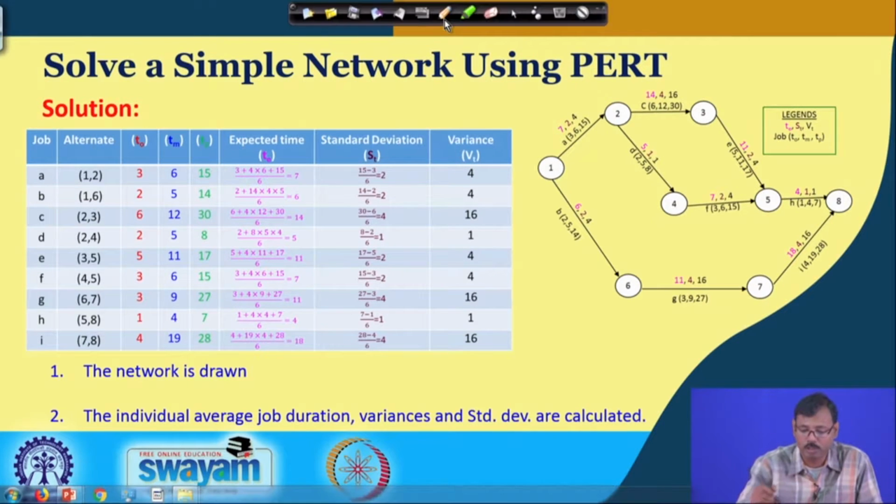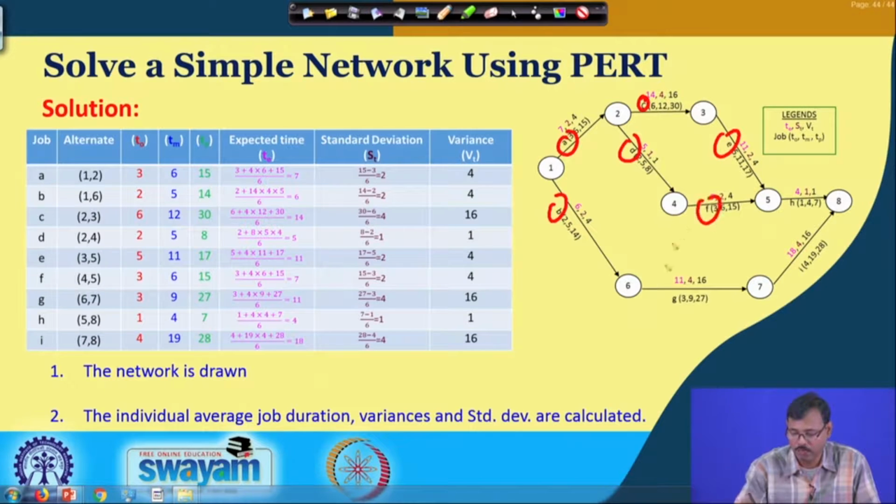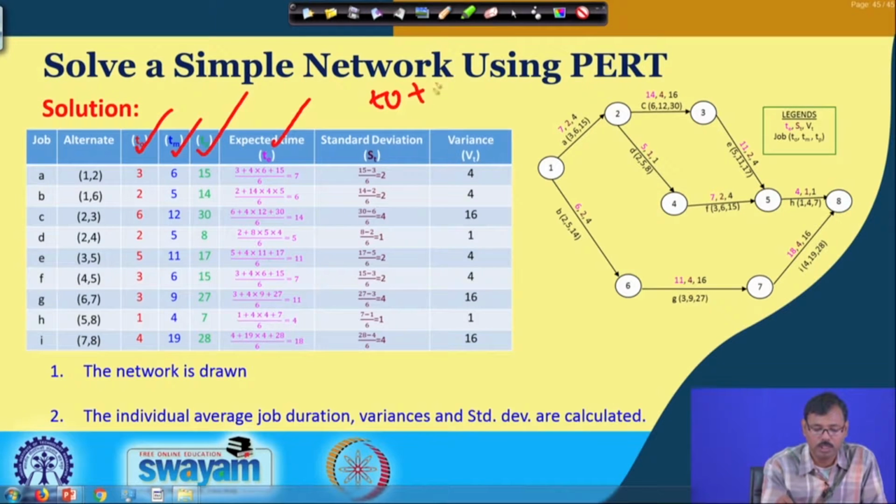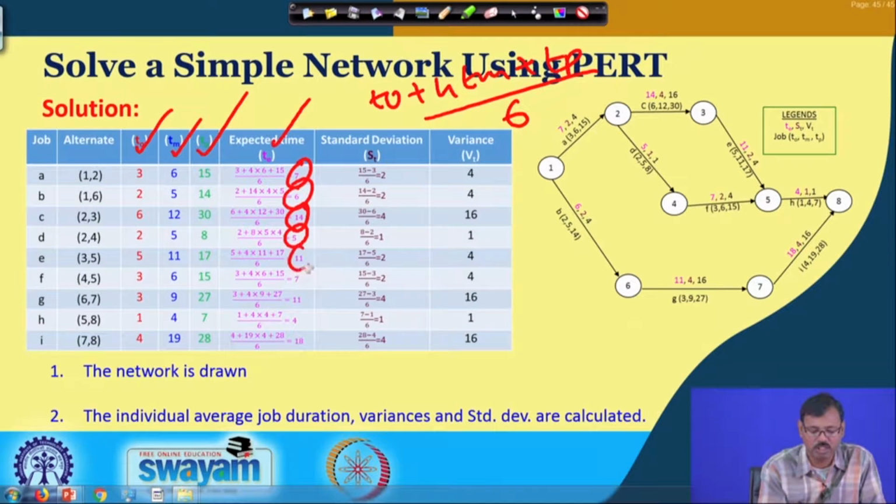This is the network we have drawn, and we have attributed the names to all the jobs: A, B, C, D, E, F, G, H and I. These are the jobs, and their optimistic, most likely and pessimistic values are given. We have tabulated the expected time of each activity, where the formula is TO plus 4 into TM plus TP, divided by 6. So, using that formula we have come out with the expected time or mean time of each and every activity here.